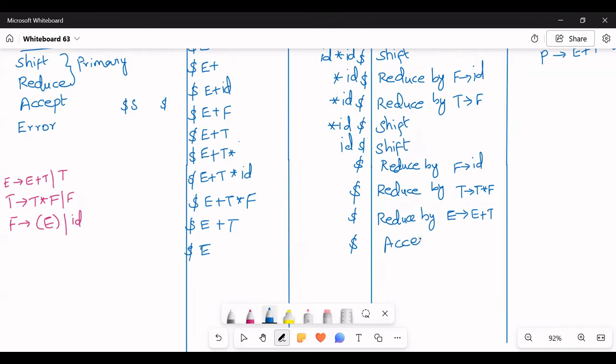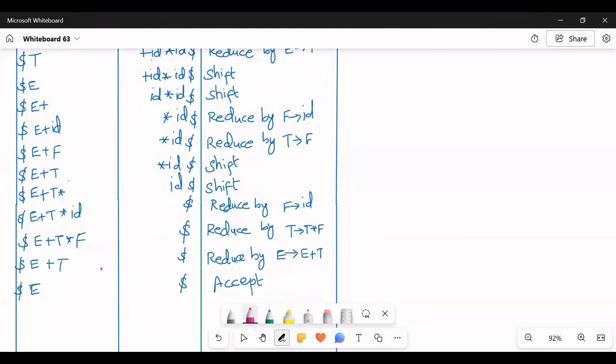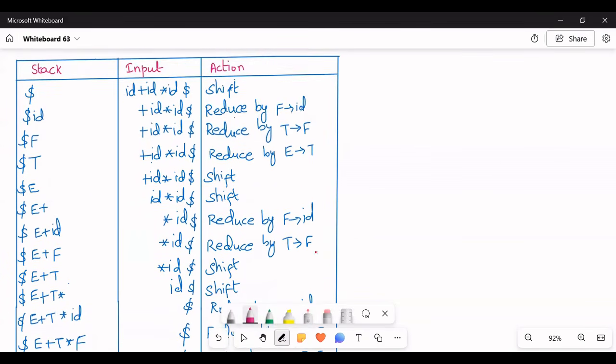So in this example, we have got shift, reduce and accept actions. Sometimes we may get error action. If the input string is wrong, we may get error action. The given input string is reduced to the start symbol of the grammar. It's a bottom up parsing technique, right? So we will consider this input string here, ID plus ID star ID. This is the given input string.